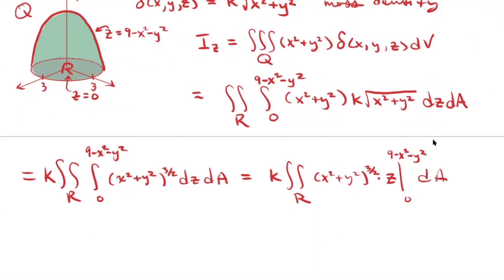Now, Bilal. Oh, okay. So now, are you talking about Bilal? Are you talking about for the Iz formula?